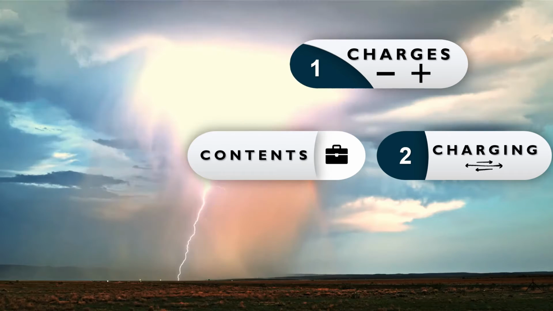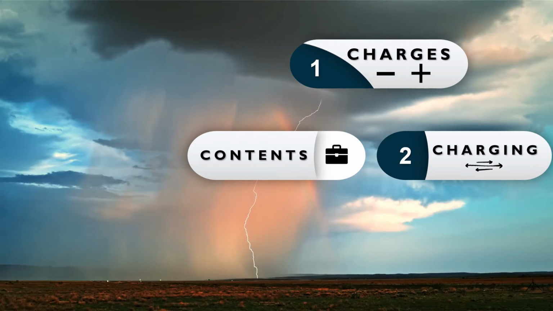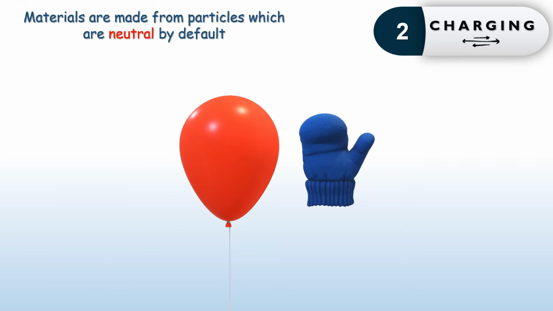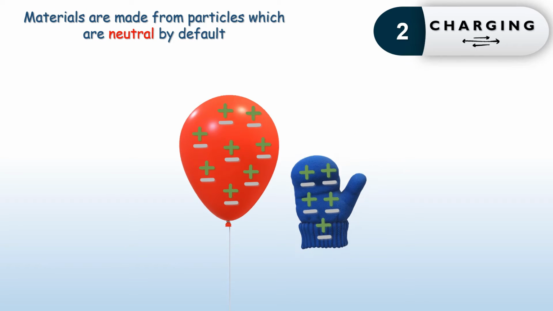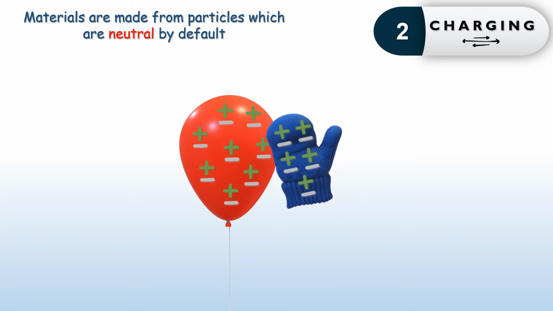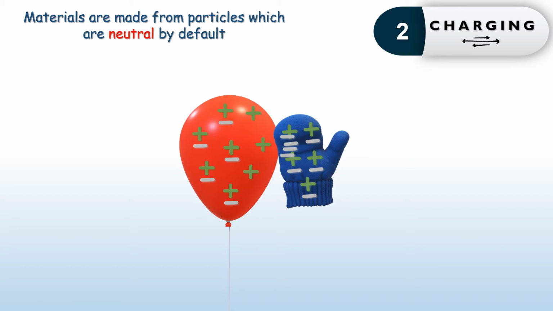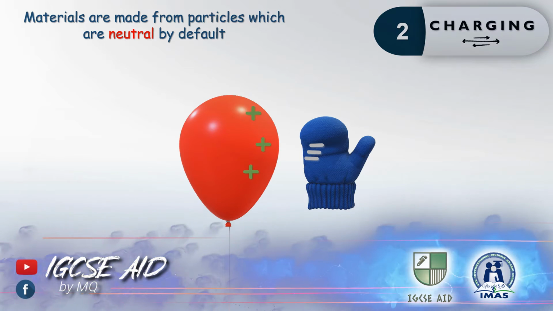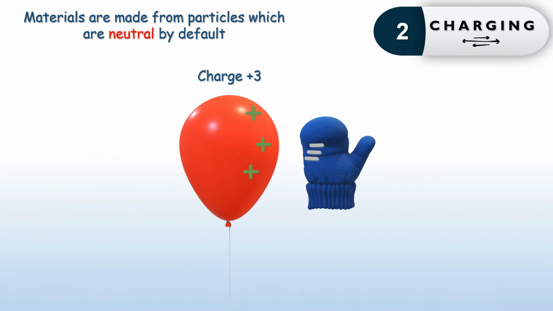How can we charge an object, which means creating an imbalance in the amount of charges? Let's say we have those 2 objects, a balloon and a winter glove. They are made up from particles, which are neutral by default, as shown. If you rub the glove on the balloon, this rubbing effect is going to create a transfer of negative charges from one material to the other. We can then remove the neutral particles from both objects and we can see that the balloon has a surplus of positive 3 charges while the winter glove has a surplus of negative 3 charges. This is called charging by friction.